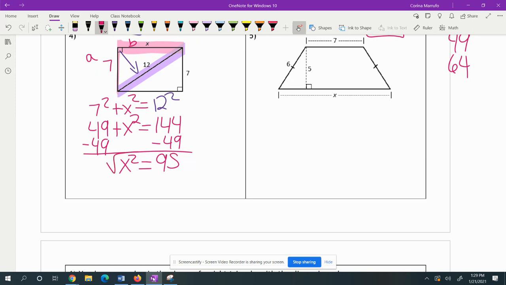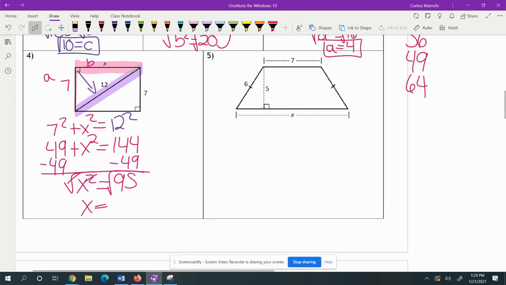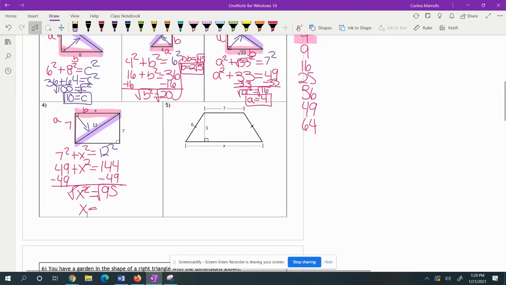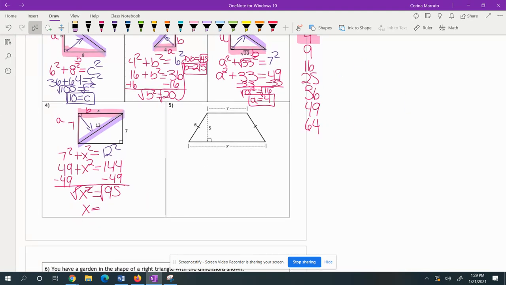So then going back to our perfect squares, we see when we take the square root to solve for x, the square root and the square cancel here, and we're just left with x. But we're going to see, are any of our perfect squares a factor? So I don't think they are, but let me just double check. So what you can do is divide 95 by all of those numbers to see if we can simplify it.